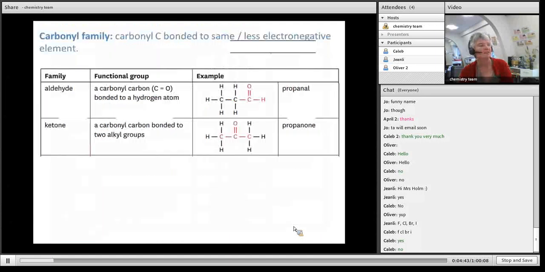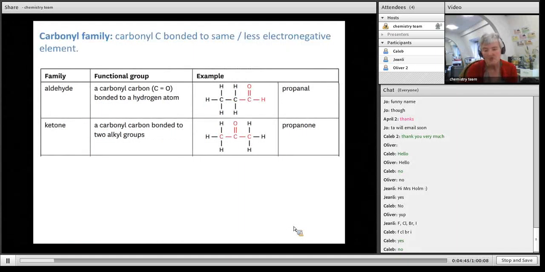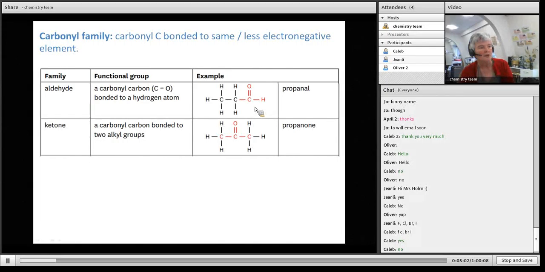Okay. Right. Now, these are the new ones you have to learn for level 3. We have what we call a carbonyl carbon, which is a carbon double bonded to an oxygen. So it's not like an alkene carbon-carbon double bond. This is a carbon-oxygen double bond. So this, we have the C double bond O.